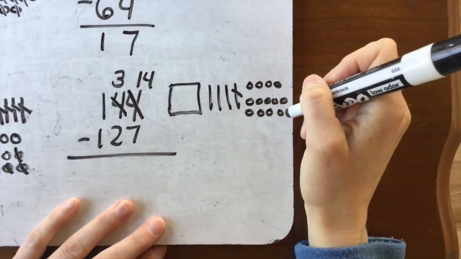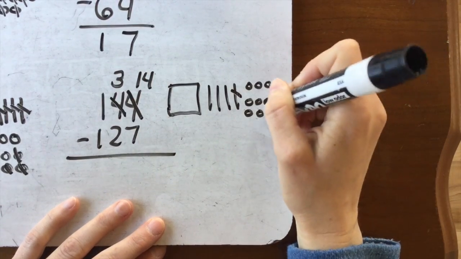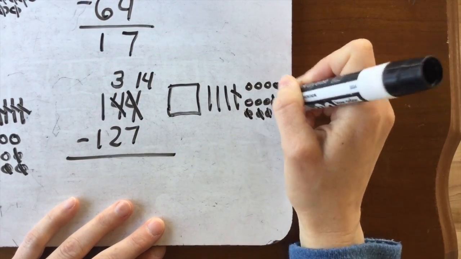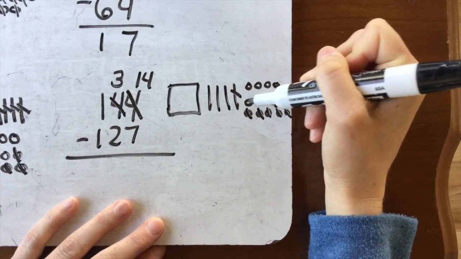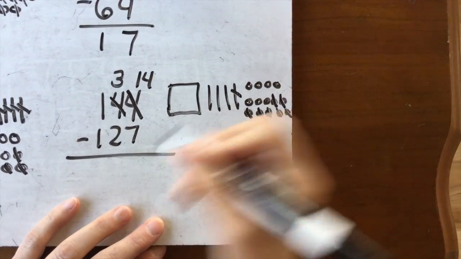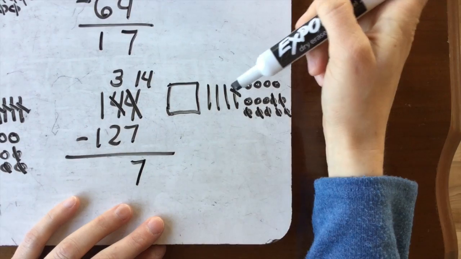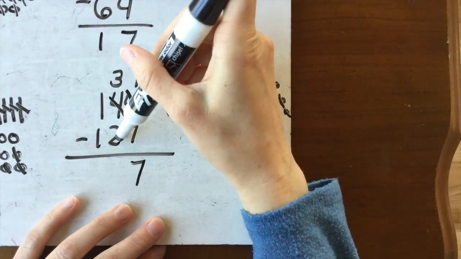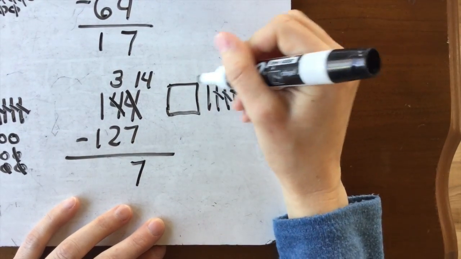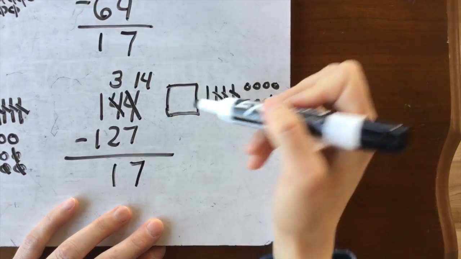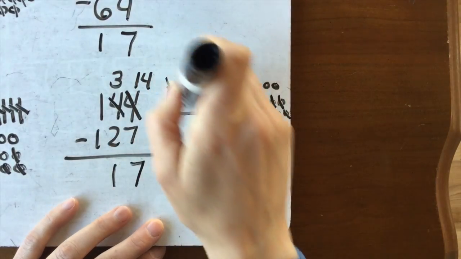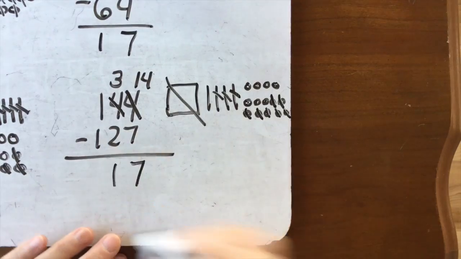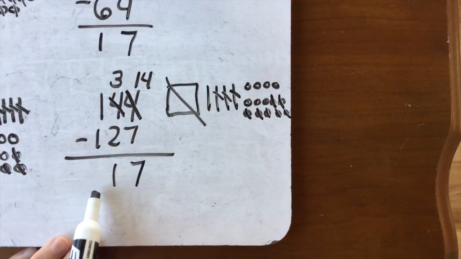So let's start with the ones, cross off 7. 1, 2, 3, 4, 5, 6, 7. How many do we have left? 1, 2, 3, 4, 5, 6, 7. How many tens? 2. So we're going to cross off 2. How many do we have left? 1. And we are subtracting 1 hundred. So we have 0. Do we need to put 0 at the front here? No.